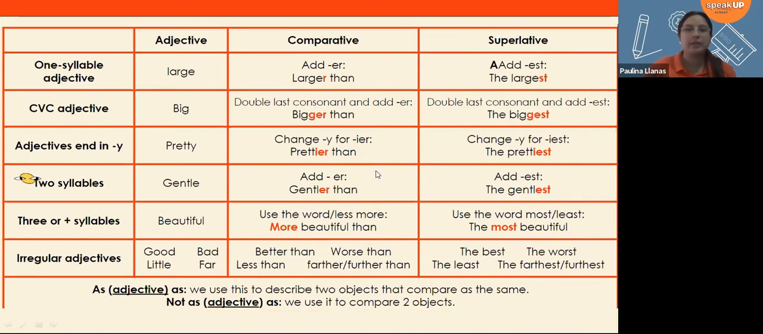So, this is very easy. When we have short adjectives, we add er for the comparative. Like large. What are short adjectives? Short adjectives are adjectives with one syllable. Do you know how in Spanish we split the words into syllables? In English we also have syllables. So the words that have one syllable are short words, in this case, short adjectives. When it is a one syllable adjective like large, when we make the comparative, we add er at the end.